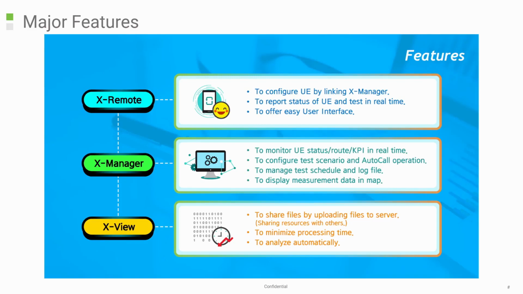The XCAL Auto platform consists of three major parts. The X-Remote application that's installed on the phone. It's a very easy to use interface that requires little to no training. It automatically reports back KPIs to the cloud and will run tests when requested.